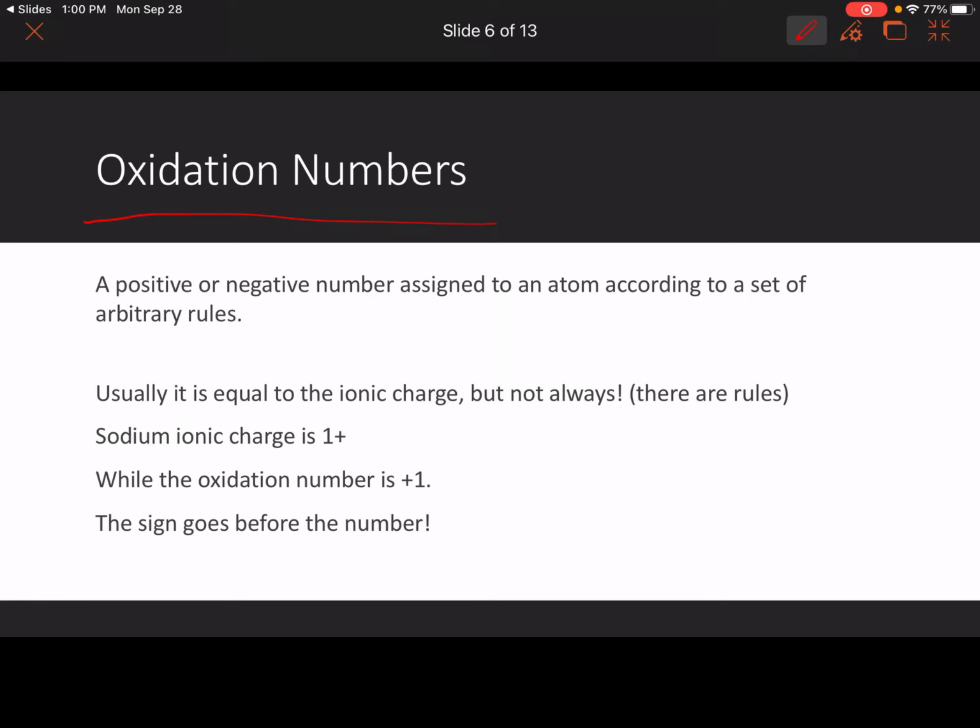There are some rules. Now, for example, you know how I regularly harp on you guys that if the ionic charge is 2 plus, for example, the 2 is written first and then the sign. So now you're going to understand why, because oxidation numbers have the sign first and then the numerical value. So sodium ionic charge, for example, is 1 positive, while the oxidation number is +1. So the sign goes before the number. Make sure you get that solidly into your head, because that's something where people can lose a lot of half marks on things, right? So make sure you're understanding the difference there.